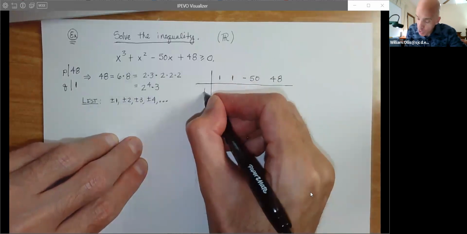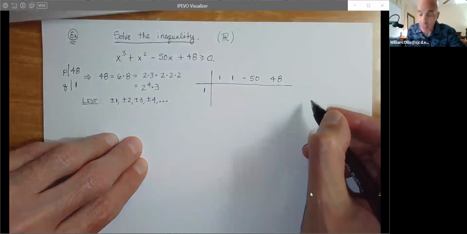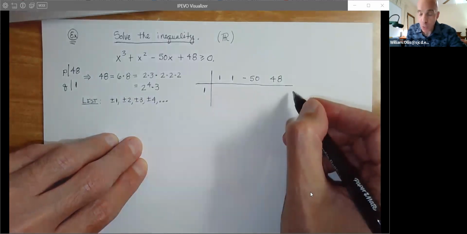So now we can just go ahead and check 1 because we know it's 0 and get the reduced quadratic.